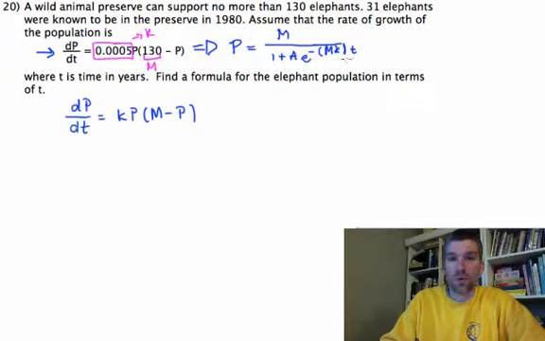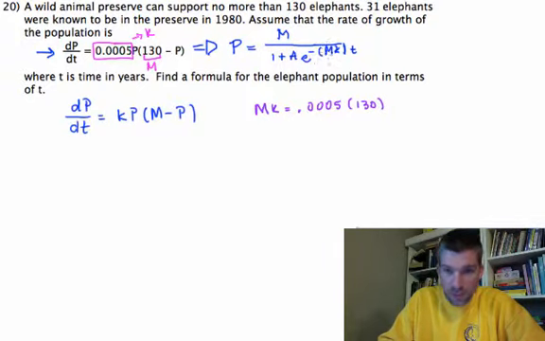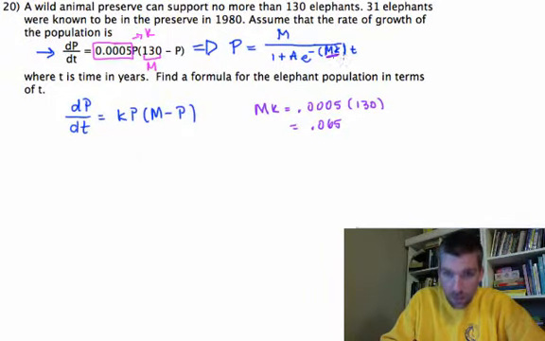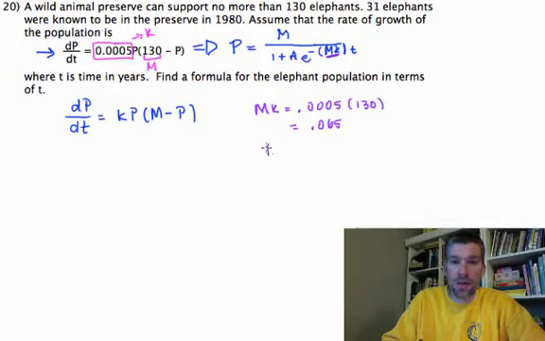The first thing we can do is figure out most of this exponent by simply finding M times K. If I need M times K, what I'm going to end up with is 0.0005 times 130. That represents this part of our equation right here. When I punch that into my calculator, I get 0.065. That's this guy right there. I also know that M for this problem is going to be 130.